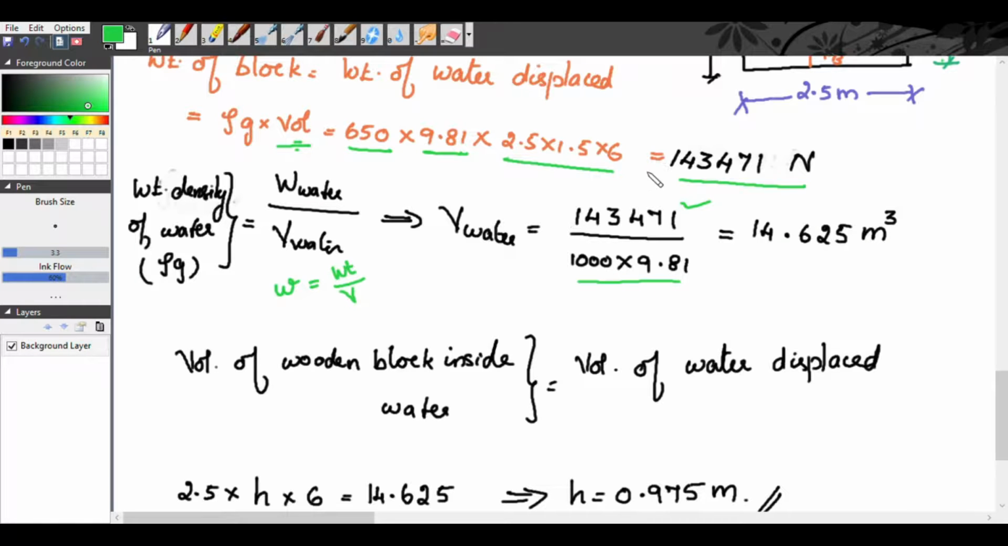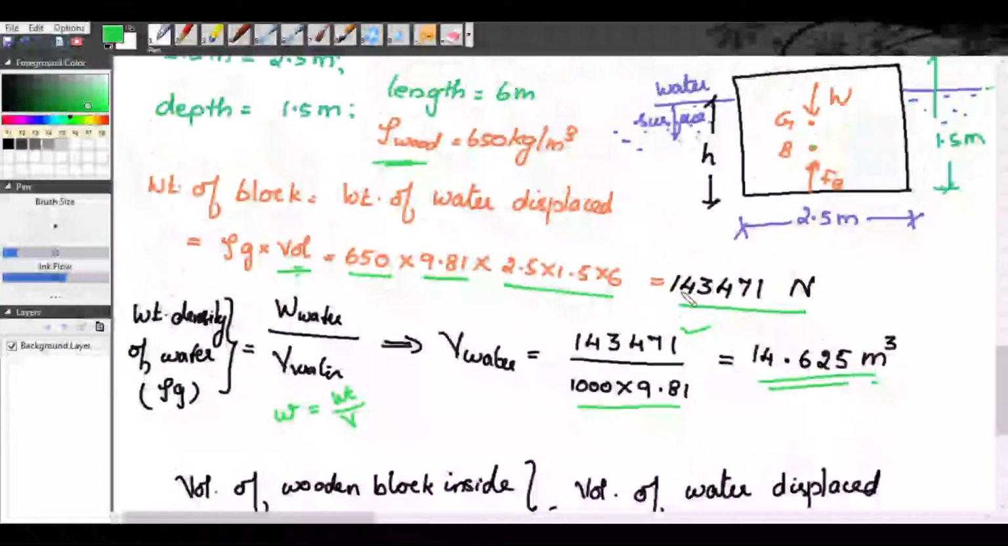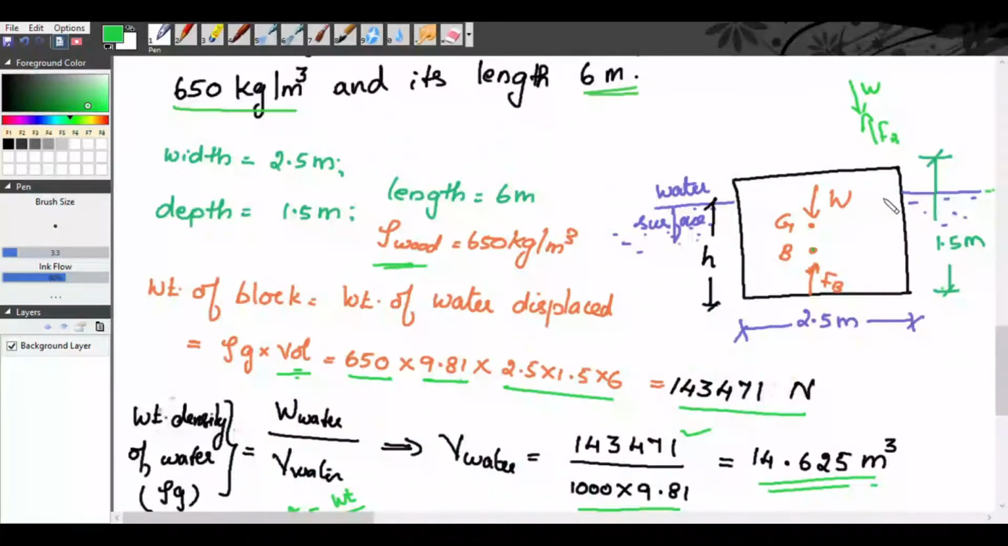So weight of water displaced, we have already calculated it as 14347 Newton, divided by the weight density, rho into g. The density for water is 1000 and g is 9.81. So we get the volume of water displaced will be 14.625 meter cube. So this is the volume of water displaced. Volume of water displaced means this much of water.